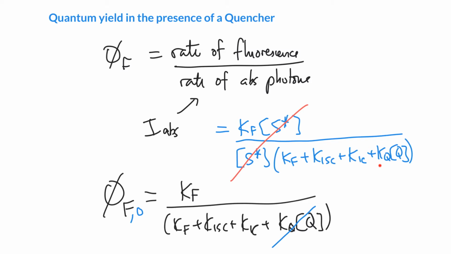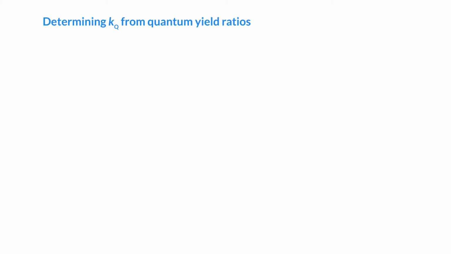So one of the big things we're interested in is figuring out the rate constant for the quenching reaction. So we need to go ahead and figure this out, and we can take the quantum yield with and without the Quencher, and we can ratio, and we can go ahead and do that on the next slide. So let's see how we can determine the rate constant for quenching from the quantum yield ratio.